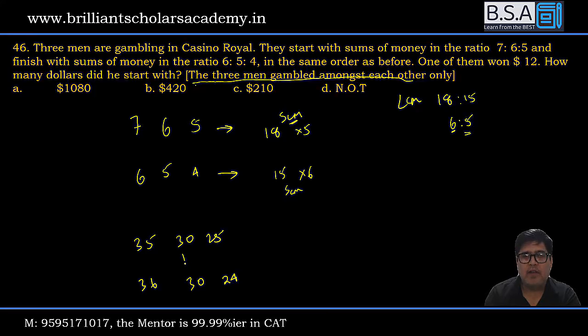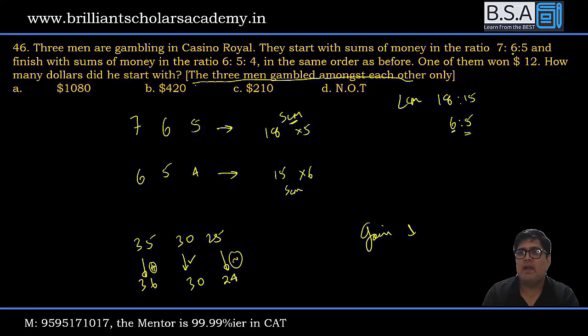Do you see, for this person the money did not change. For this person money is actually decreasing. This is the only one who is gaining money. It appears like he had earlier 35 rupees or dollars. Now he has 36 rupees or dollars. So I see a gain. I see a gain of 1.